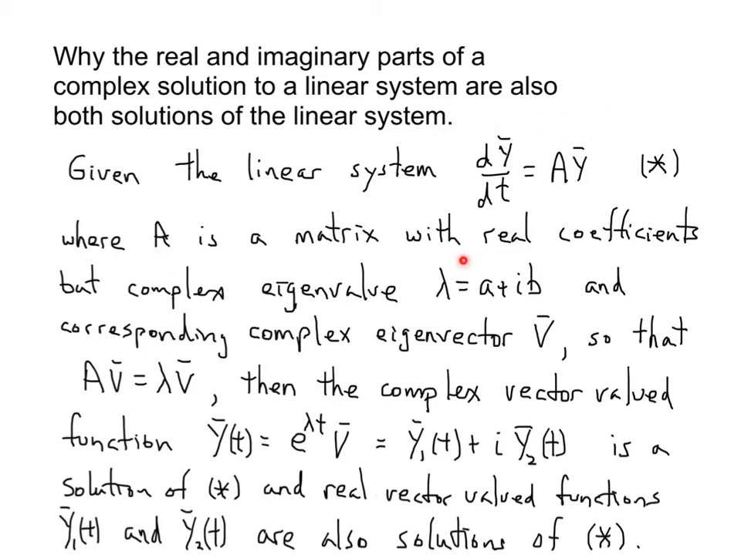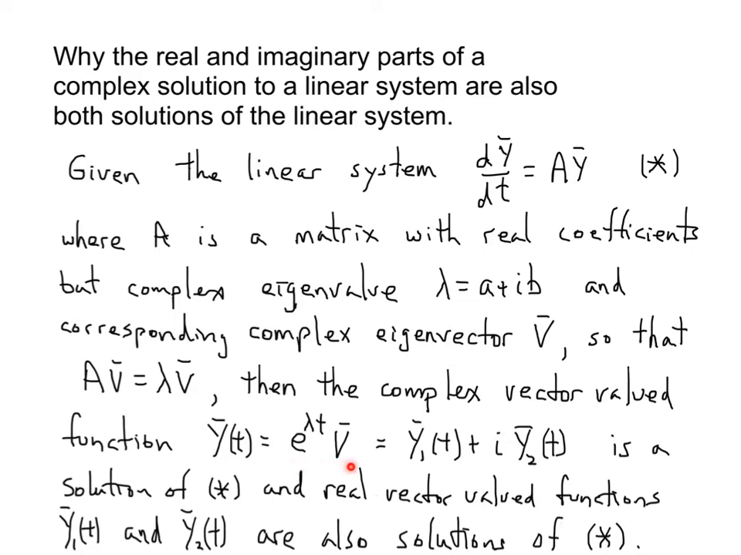A is a matrix with real coefficients, but it has a complex eigenvalue lambda, real part a, imaginary part b, and corresponding complex eigenvector v, so that A times the eigenvector is equal to lambda times the eigenvector. The claim is that the function of the form e to the lambda t times v will solve the differential equation, the linear system.